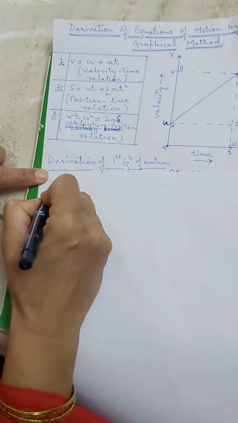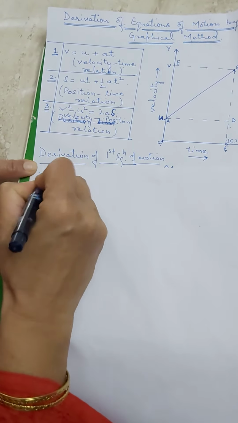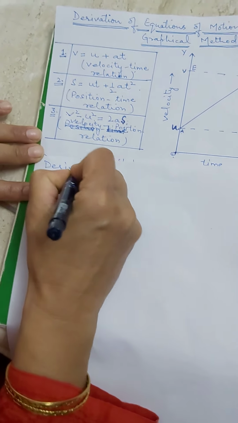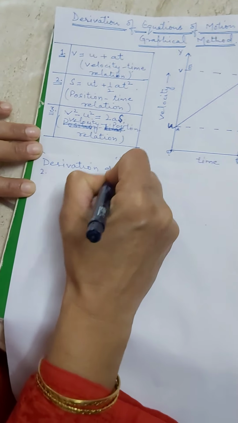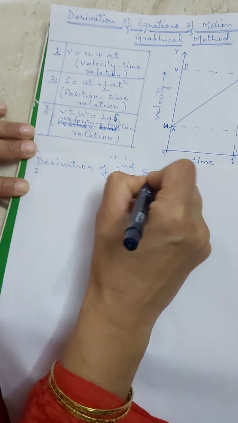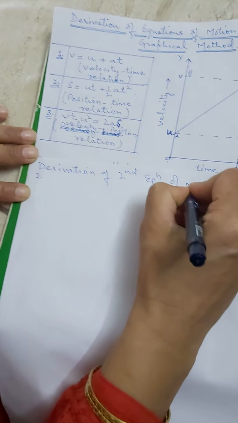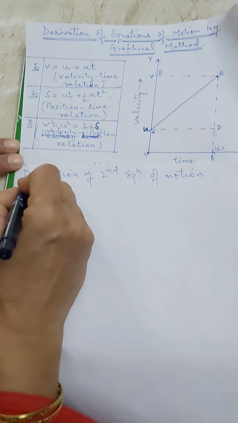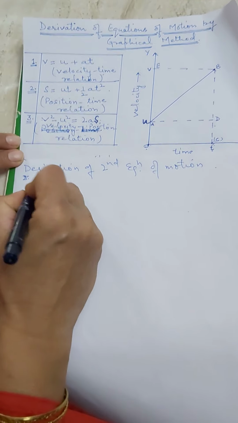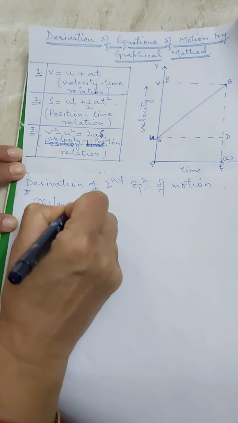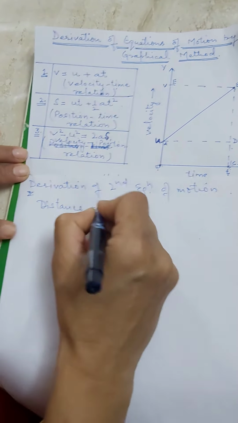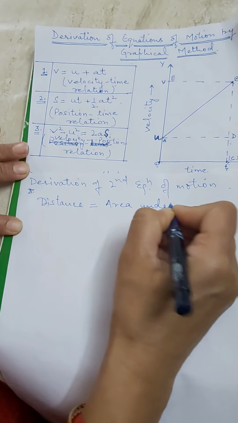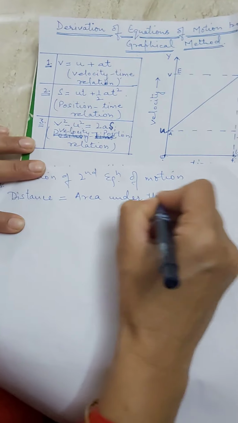Derivation of second equation of motion. Distance is area under the graph.